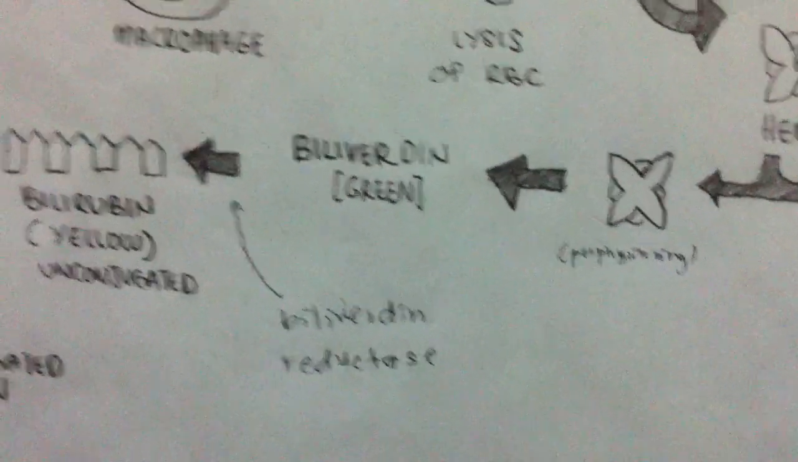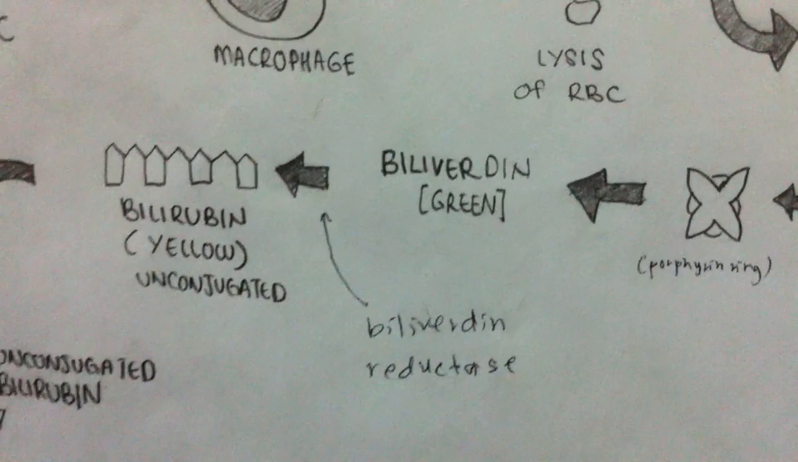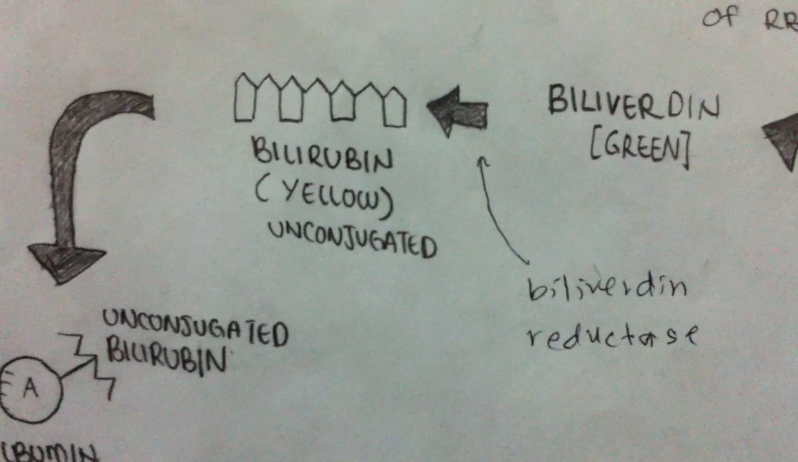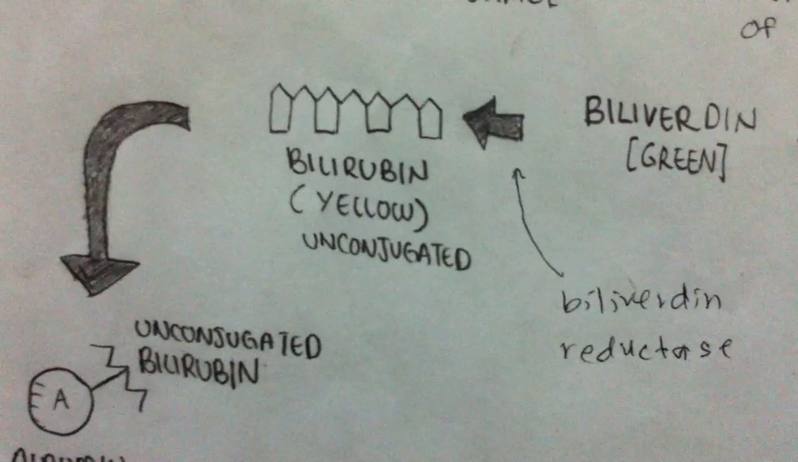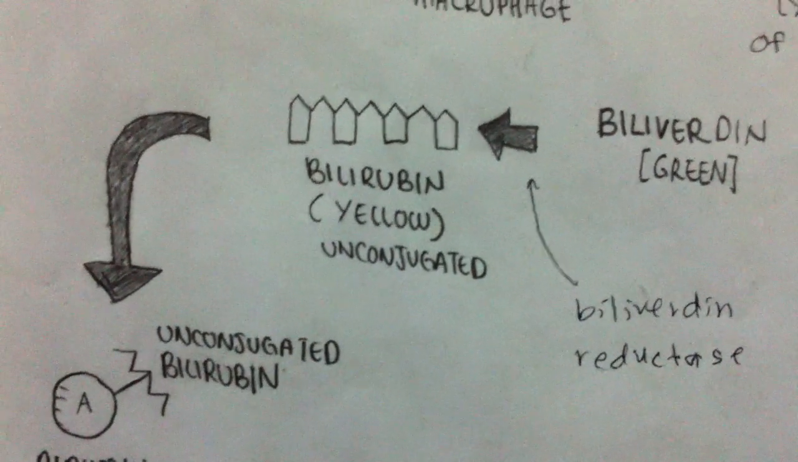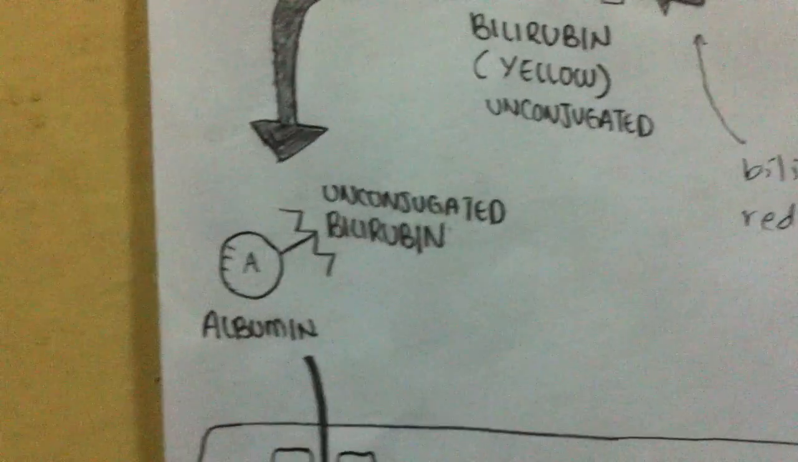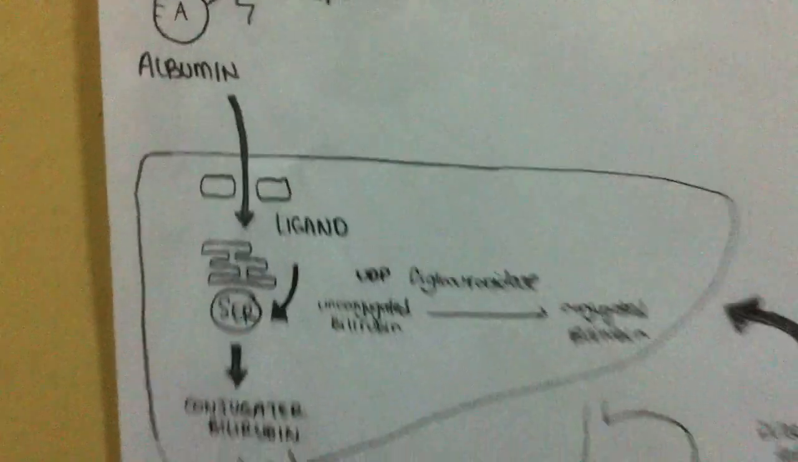where it will give rise to biliverdin, which is mainly green in color, and then the biliverdin will be reduced to unconjugated bilirubin, mainly by the enzyme biliverdin reductase. This unconjugated bilirubin is a lipid soluble substance, so it cannot move to the liver by itself, and it needs a transporter protein, and in this case the transporter protein is albumin. The albumin will bind to the unconjugated bilirubin so that it can be transferred to the liver.